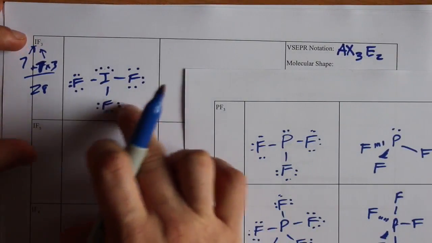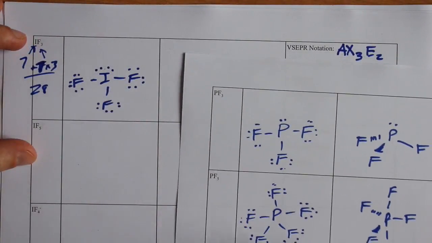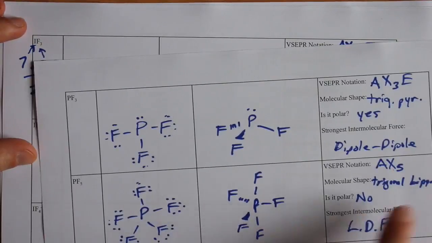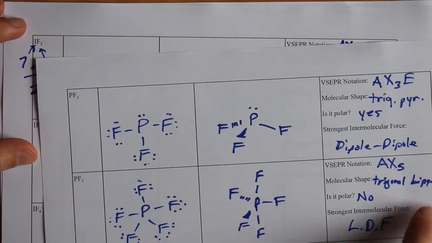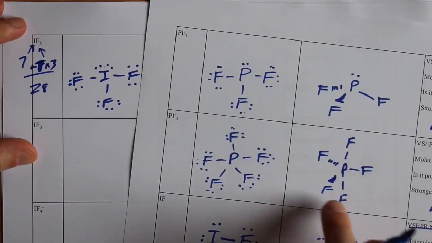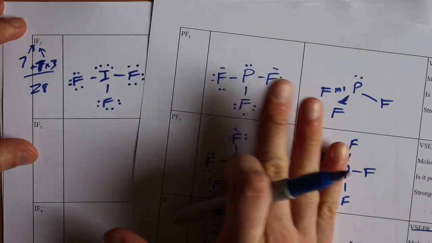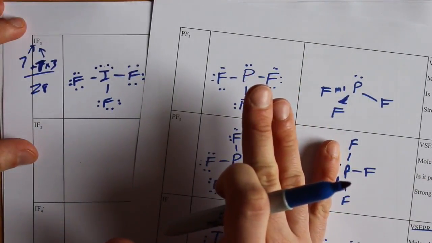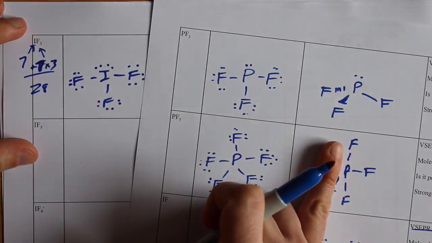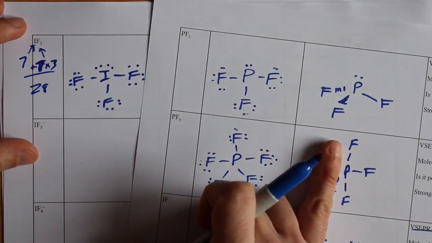Now I want to point out that this shape is going to have come from this shape, trigonal bipyramidal. The only difference is that 2 of the fluorines have been ripped off and replaced with lone pairs. And you can kind of see the shape that's remaining there looks like a T.